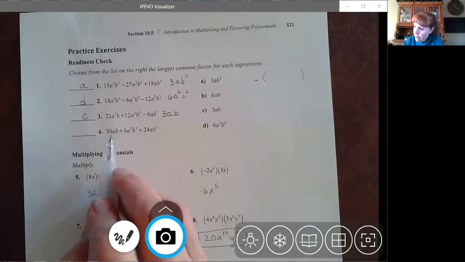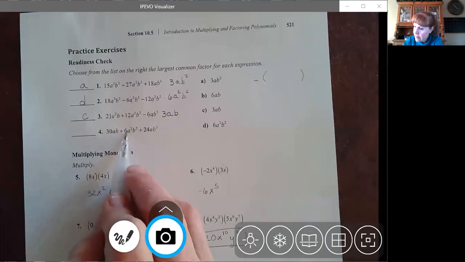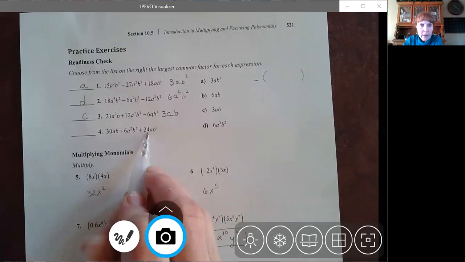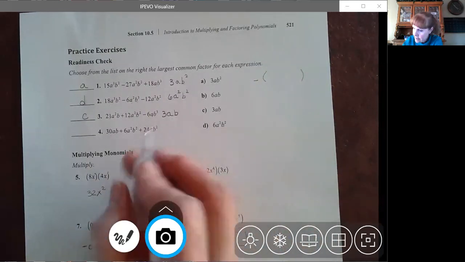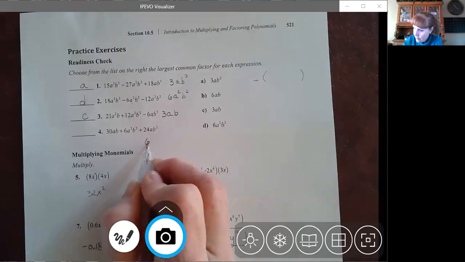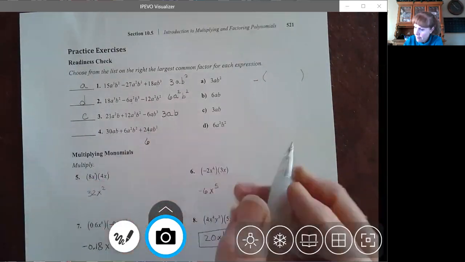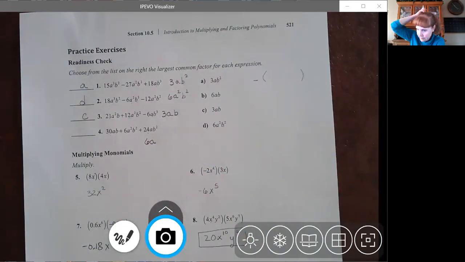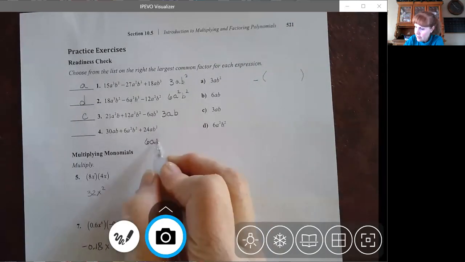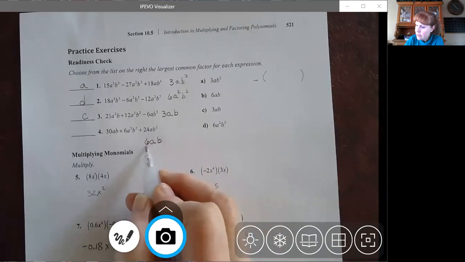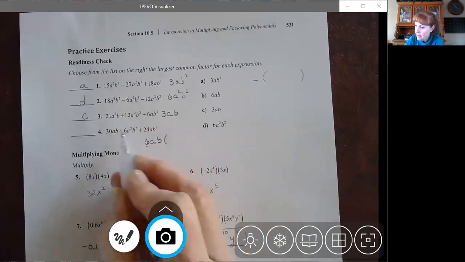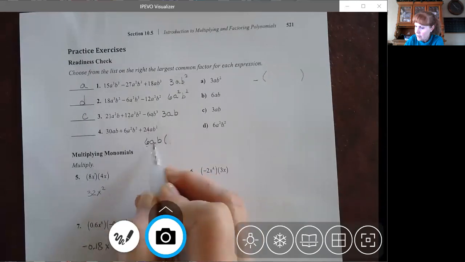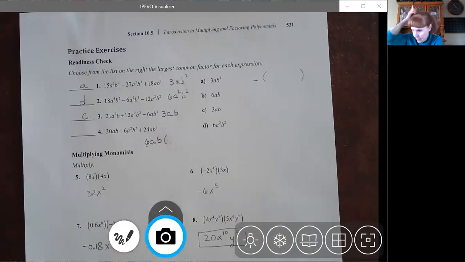And the next one, 30, and then a 6 and a 24. It looks like 6 will go into each of those. They all have an A. The smallest is A to the first. And they all have a B, and the smallest is B to the first. So that's what you would pull out front, and then you would use division to see what's left, subtracting exponents. So that one is B.